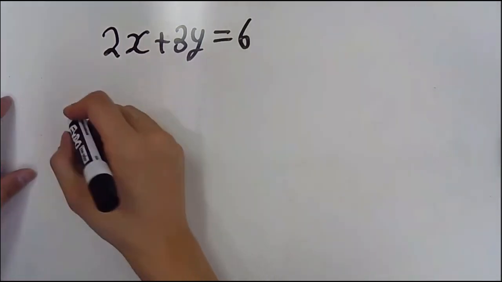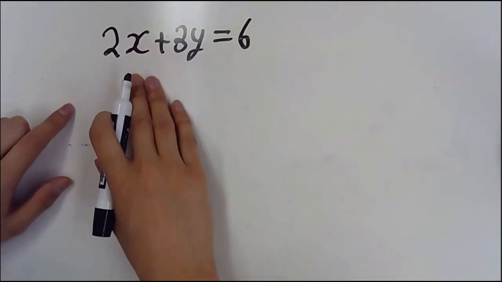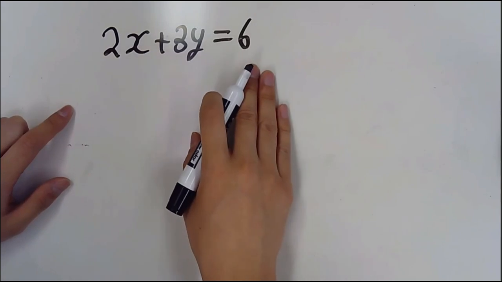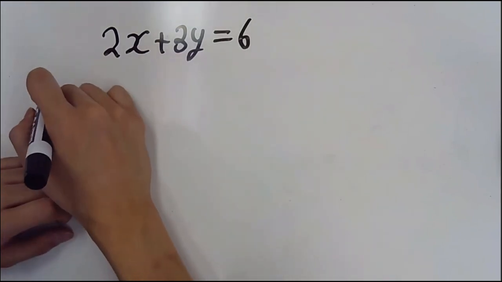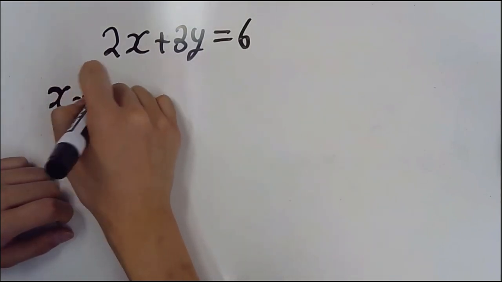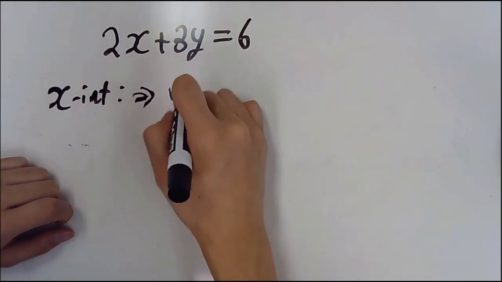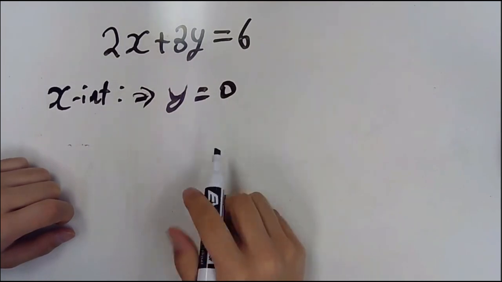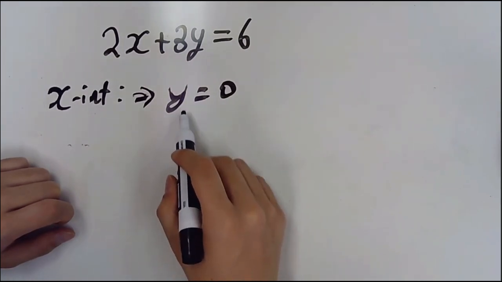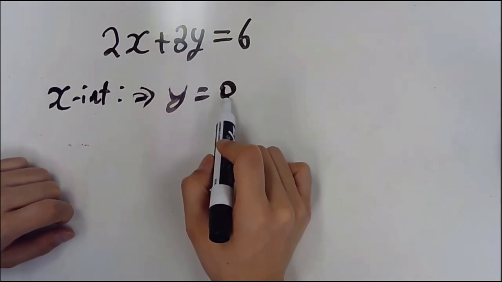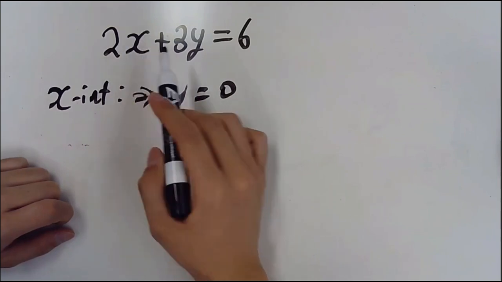So let's try to find the x-intercept of 2x plus 3y is equal to 6. So what is my x-intercept? The x-intercept is when y is equal to 0. So all I have to do is replace the y over here with the 0 and find out what my x is.